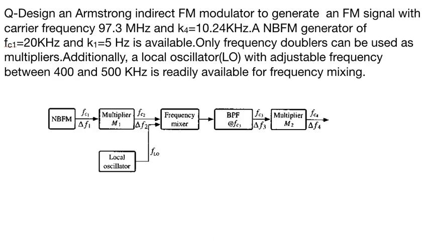Now, in multiplication, beta becomes n beta, k becomes nk, and fc becomes nfc. Moving on to the next, kindly look at this solution question very carefully, and we will be discussing its solution in the succeeding slides.